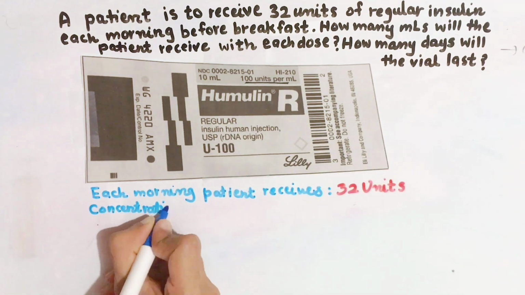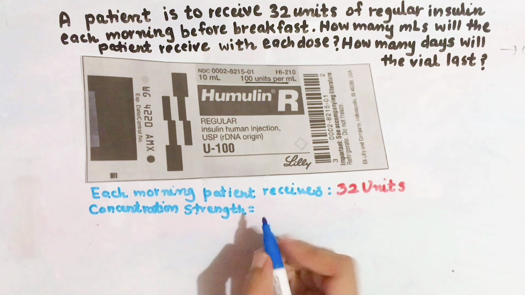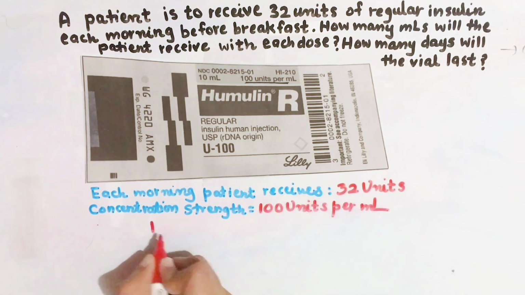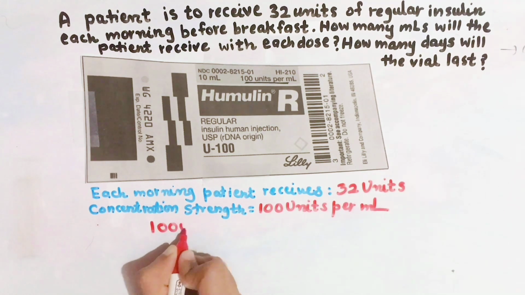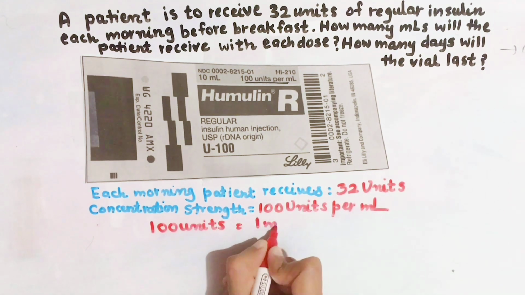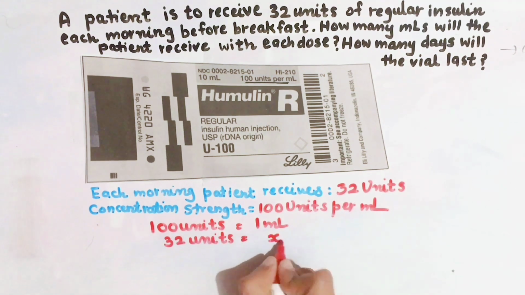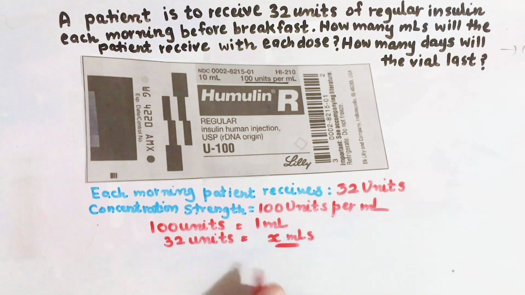By looking at the label, we know the concentration strength is 100 units per mL. That means there are 100 units in every 1 mL. So 32 units would equal how many milliliters? Let's keep the unknown as x mL. Then we'll just cross multiply.